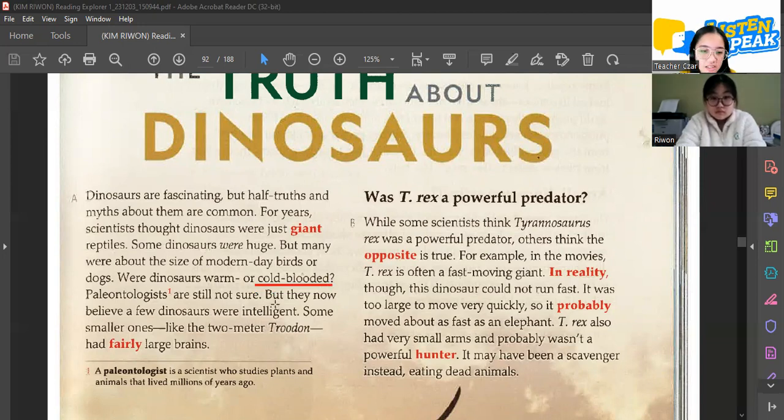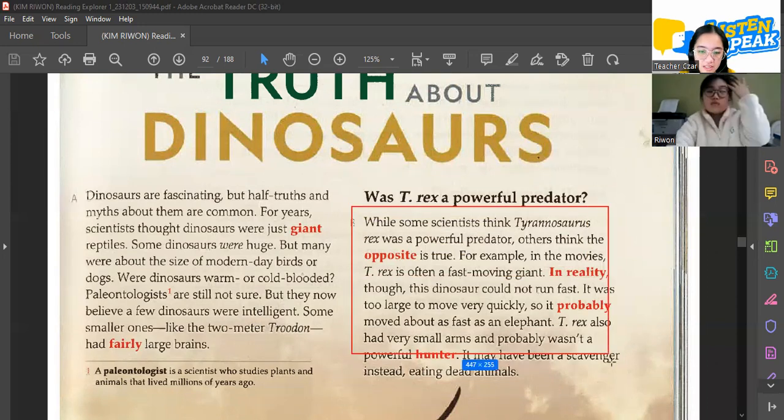But they now believe that a few dinosaurs were also intelligent. Paleontologists don't know if all of the dinosaurs were cold-blooded, but they know that they were intelligent because some smaller ones like the 2-meter Troodon had a fairly large brain. Once again, a paleontologist is also a scientist who studies plants and animals that lived millions of years ago. So now let's try to have the next one.